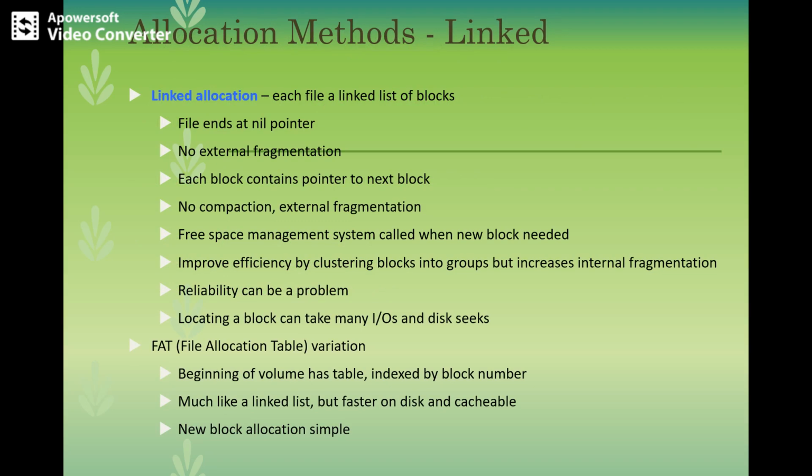But in linked allocation, the next kind of allocation, this is also called a chained allocation. Each file will have a linked list of blocks and the file ends at a nil pointer. The operating system keeps an ordered list of free blocks. There will be a file descriptor, which will contain the pointer to the first block, and each block stores the pointer to the next block. There will be a contiguous link between the blocks, and usually the disk blocks may be scattered anywhere. The directory contains a pointer to the first and the last blocks of the file.